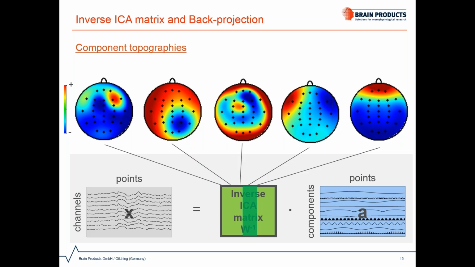Any of these components can now be removed before back projection, for instance, if we conclude that the component relates to an artifact, given its topography and its time course. This can be done by setting the inverse weights to 0 before multiplication with the component matrix. If a component has 0 weights, its contribution to the data is removed. This means that the influence of the underlying signal, and thus the artifact, are excluded from our mixed signal.